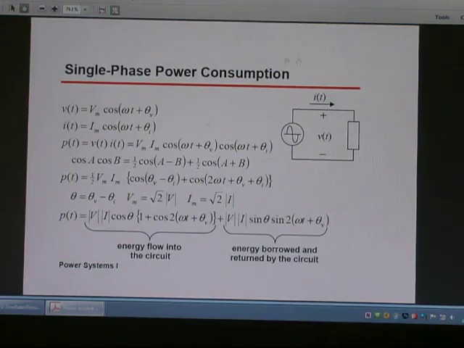So that then we're talking about the AC power. This is the AC single phase power consumption. So this is the equation to calculate the AC power.